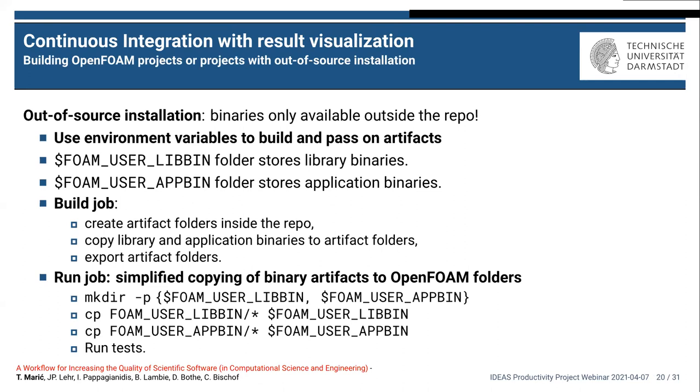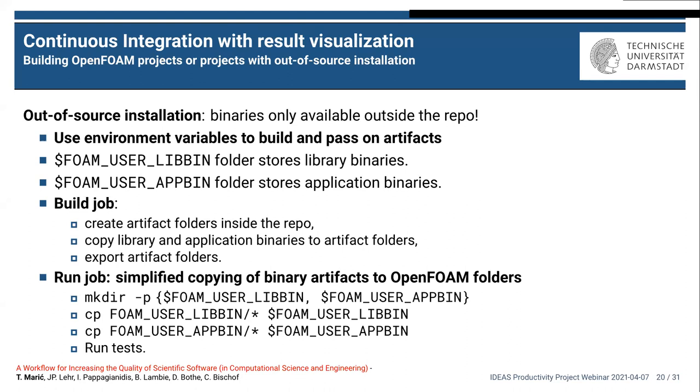With OpenFOAM, this becomes a bit problematic because it has an out-of-source installation. Binaries are only available outside of the repository, and we have to use OpenFOAM environment variables to install everything outside of the repository. Then within the build job, we create artifact folders inside the repository, copy all these library and application binaries to the artifact folders, and export them. When we have to run something, we copy everything from the artifact folders to the environment variable locations and just run the tests. I don't know how other in-house or open source codes do this, but with OpenFOAM, the out-of-source installation complicates the CI a bit.